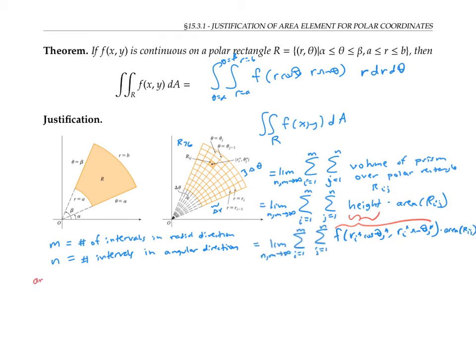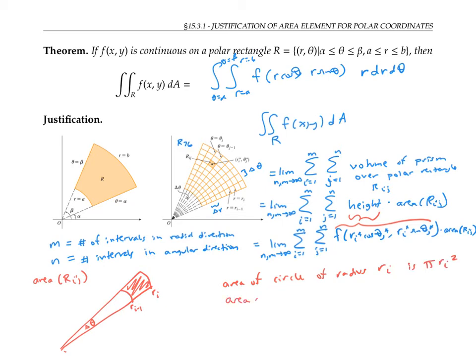So next, let's work out the area of one of these little polar rectangles R_ij. If I blow up part of the picture, I get this big wedge, and my polar rectangle is a piece of that wedge. The angle of the wedge is delta theta, and I'm going to call this first radius r_(i-1), and the second larger radius I'll call r_i. Now I know that the area of a circle of radius r_i is pi times r_i squared.